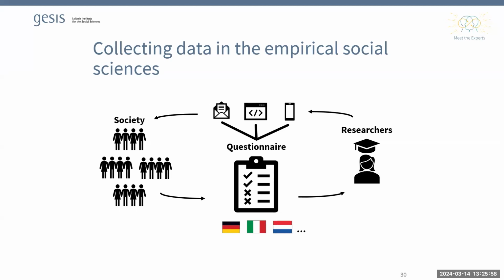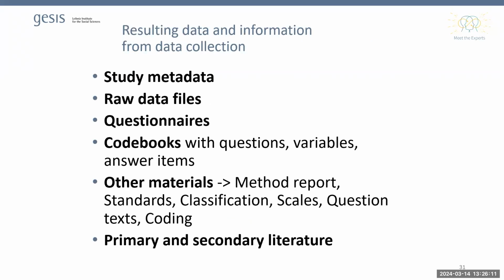Yeah, and the society is asked with these questionnaires, and finally the collected questionnaires are sent back to the researchers. So what results from that process is that there are a lot of different information types, all important for the data collection, the holding, and the reuse.